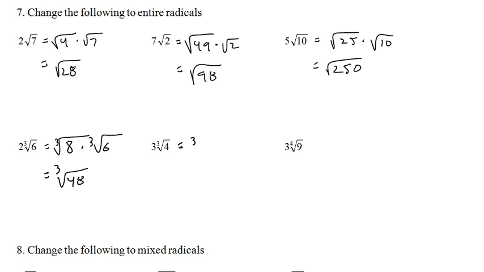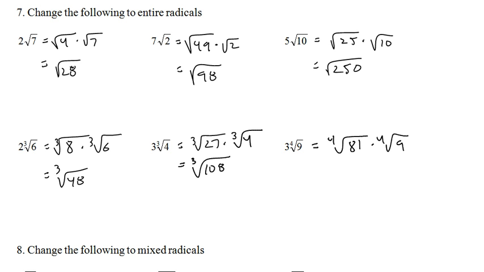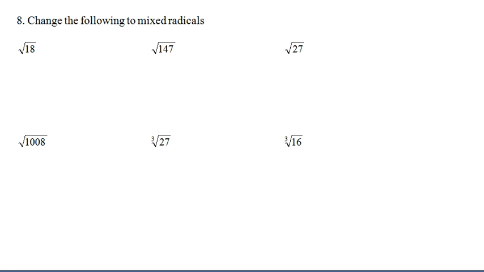3 is the same as the cubed root of 27 times the cubed root. It's a weird looking thing. Times the cubed root of 4 is the cubed root of 108. And 3 is the same as the 4th root of 81. And that's times the 4th root of 9. Gives us the 4th root of 729. Okay, 8, we're basically doing the opposite.